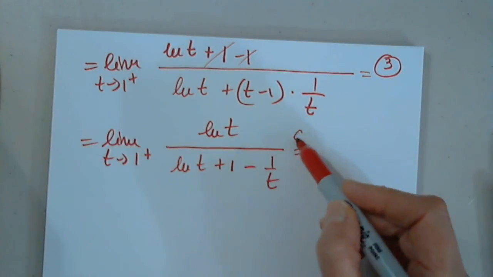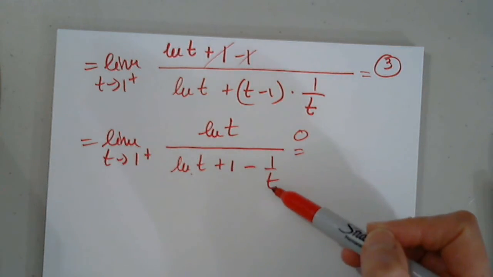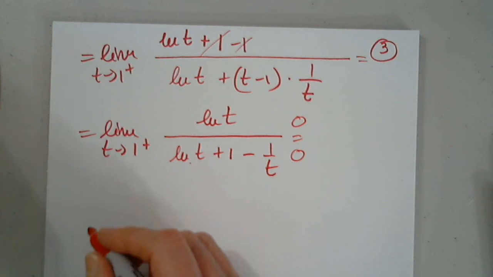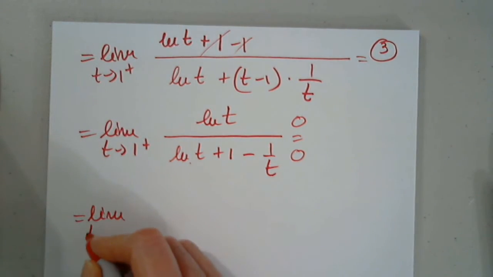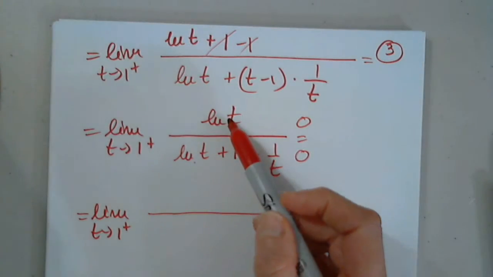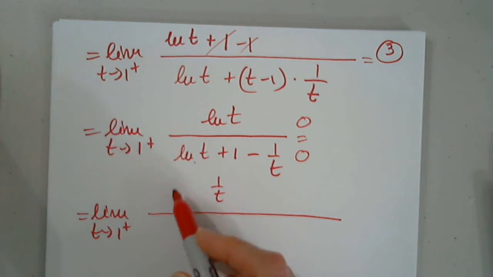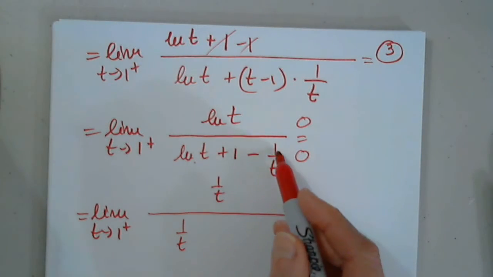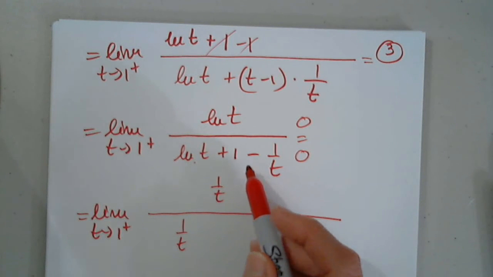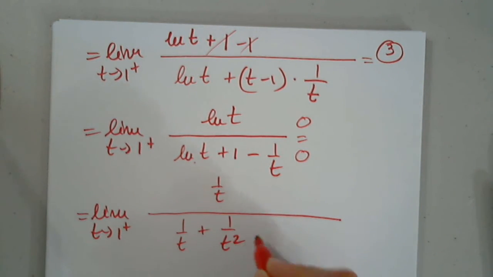Again, the top goes to 0. This is 0. This is 1. 1 minus 1 is 0 again. So I apply L'Hopital's rule. Limit as t approaches 1 from the right. The top prime, 1 over t. The denominator prime, 1 over t. This is 0. 1 over t prime is negative 1 over t squared, but I change that to plus 1 over t squared.